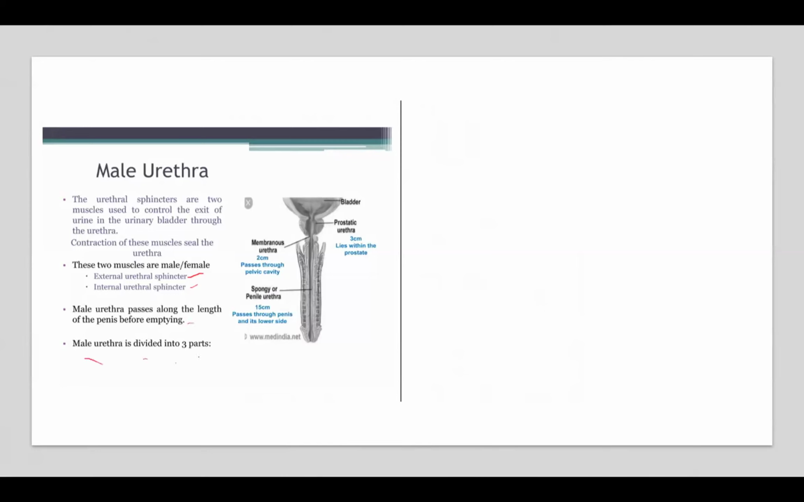Male urethra is divided into 3 parts. Bladder, prostatic urethra, membranous urethra, 2 centimeter passes through pelvic cavity, and this is 3 centimeter within the prostate. Spongy or penile urethra, 15 centimeter long, passes through penis and its lower side.